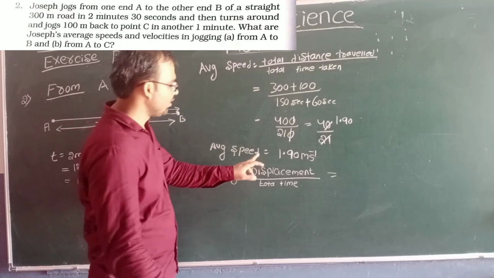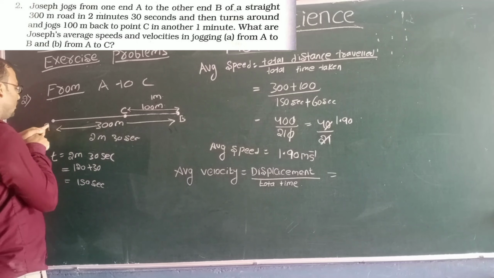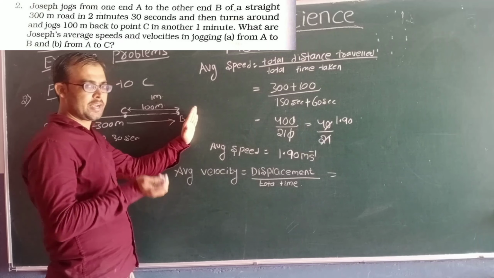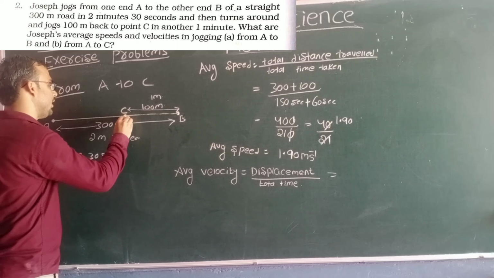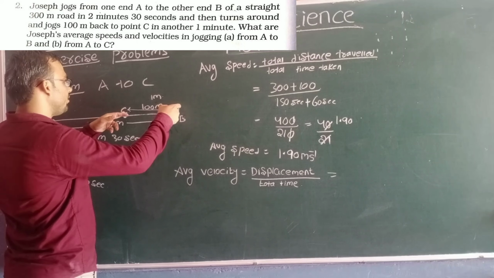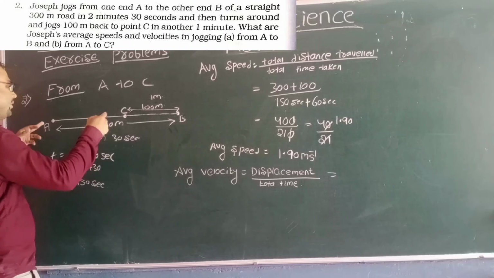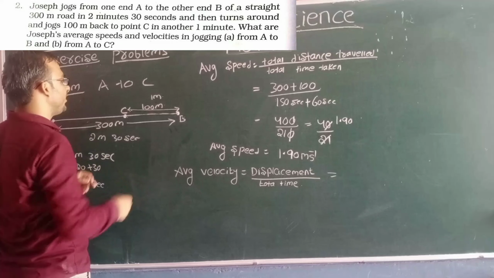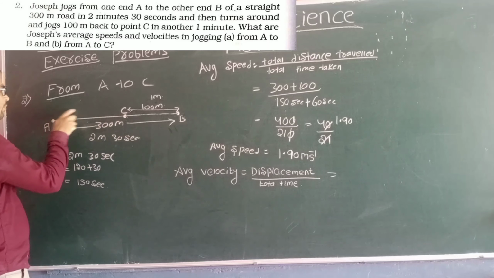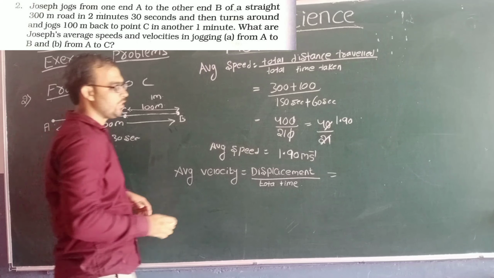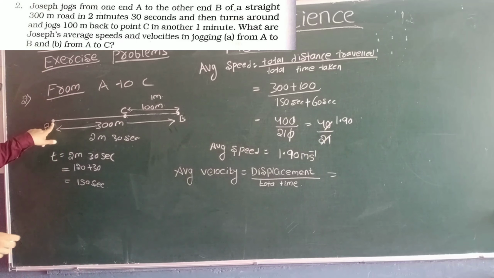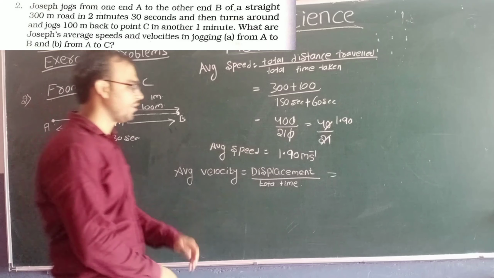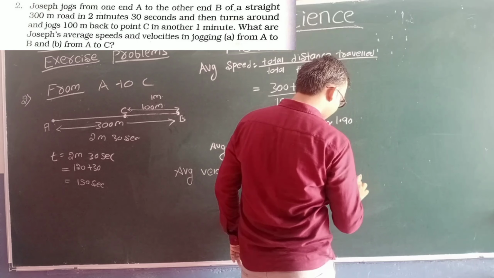The displacement is what? Look at here. This is the initial point. He starts jogging at A and reaches B, and again he moves back and stops at a point C. So the distance between C and B is how much? 100 meter. If total distance is 300 meter and the distance between C and B is 100 meter, then AC is how much? AC is 200 meter. So this is the initial point, this is the final point. The distance between these 2 points is 200.